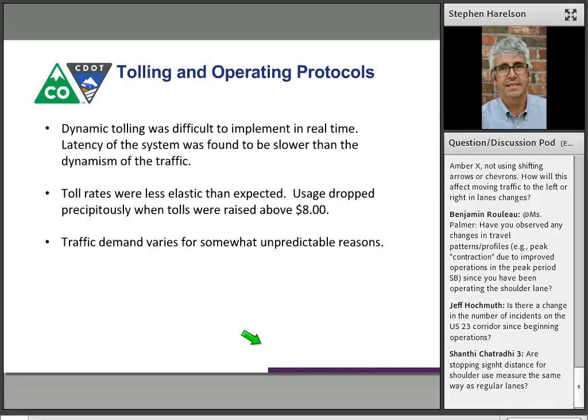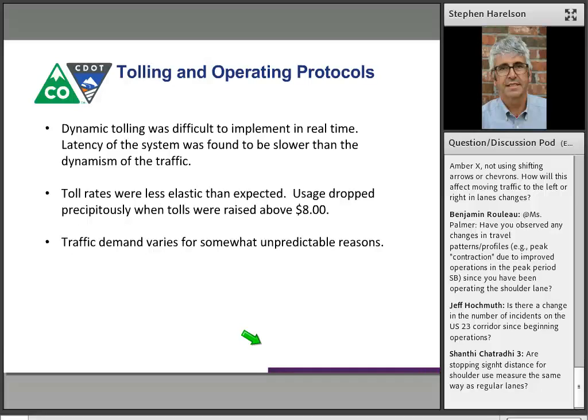We also noticed that nobody likes to pay more than $8, even though our TNR study said we could expect an average of 12 and up to 30. Whenever we raised the tolls above $8, our use would drop from 600 cars an hour to 200 cars an hour, and it just didn't make any sense.